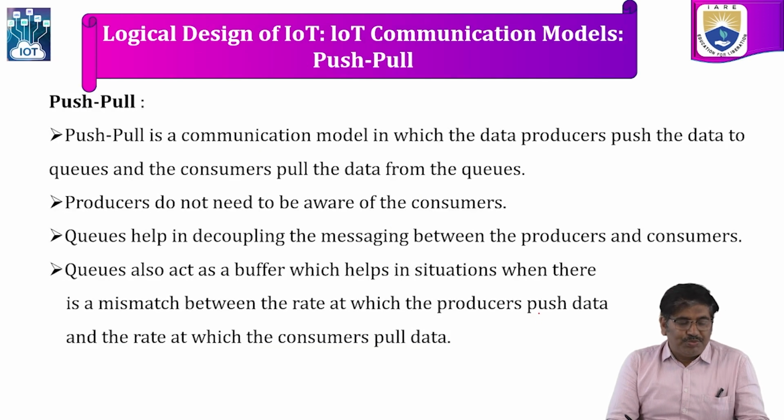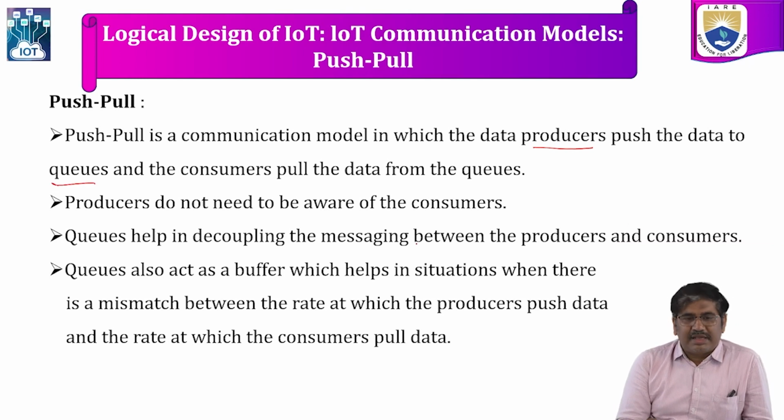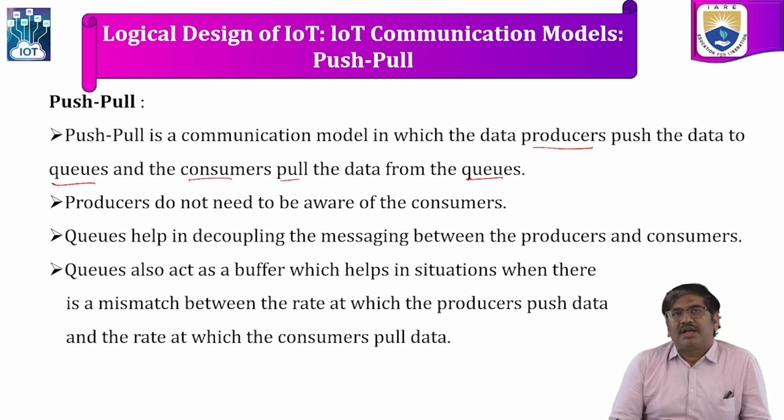Next one is push-pull. Push-pull is a communication model in which the data producers push the data to the queues, and the consumers pull the data from the queues. Producers do not need to be aware of the consumers who are pulling the data. Queues help in decoupling the messages between the producer and the consumer.